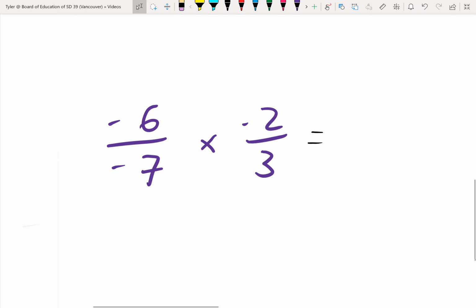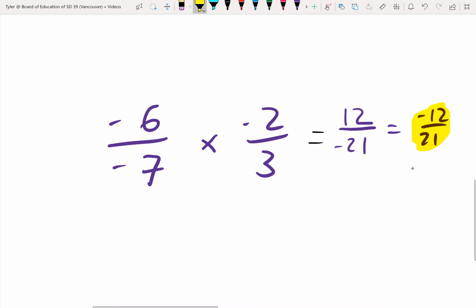No. This one, again, there's a lot of negatives. Don't panic. Go through it the way you normally would. -6 times negative 2 gives me positive 12, because negative times negative is positive. Negative 7 times 3 gives me negative 21. What I'm going to tell you, 12 divided by negative 21, or negative 12 divided by 21, they're actually the same. Usually we prefer to write it like this with the negatives at the top, but it doesn't really make a difference. The other way you could think of it is that in this step right here, a negative number divided by another negative number actually gives you a positive.